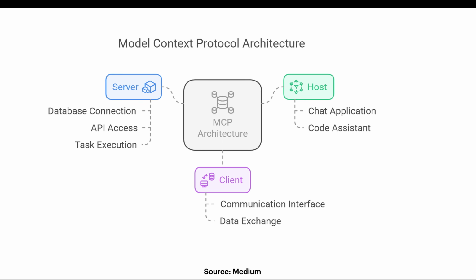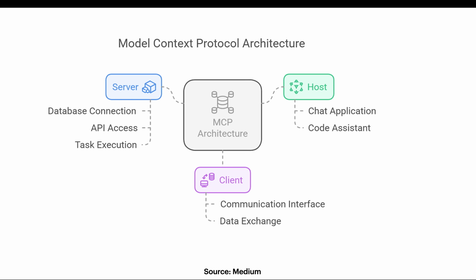So let's understand the main components. First of all, we have the host. Think of this as your AI application like ChatGPT, Claude Code, or whatnot. Then you have an MCP client. This acts as a middle layer or a middleman. It connects to the servers and fetches data. And finally, we have the MCP server. This is where the actual data and the functionality lives. So in simple terms, we have a host, we have a client in the middle, and we have the server.